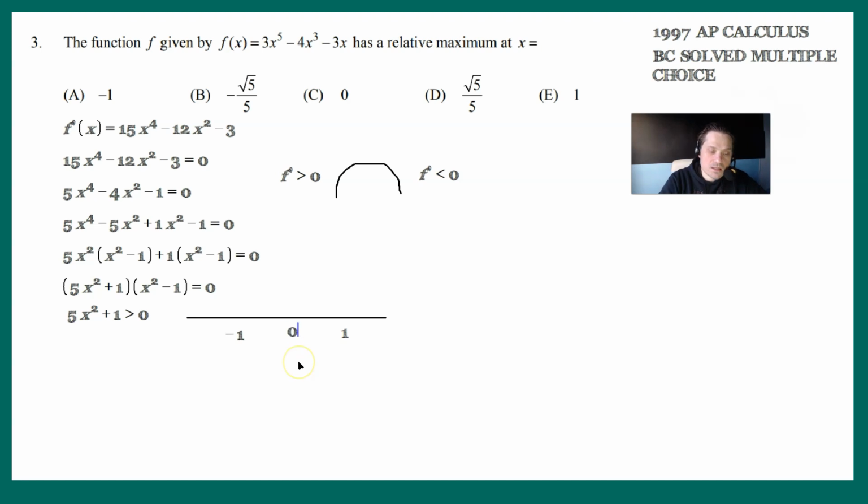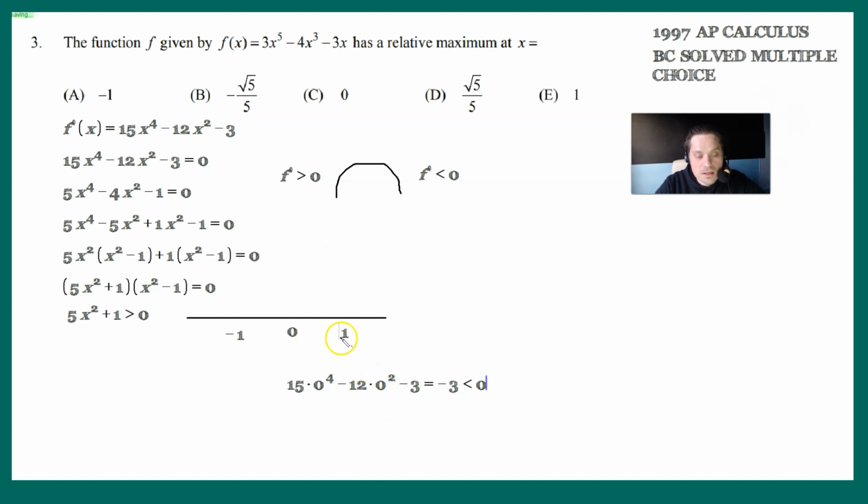Let's check using 0 as the value. So when I do that in the f prime, I would have 15 times 0 raised to the fourth, minus 12 times 0 squared, and then minus 3. That's negative 3, which is less than 0. What that tells you is the following already, essentially. That it cannot be positive 1. The reason it cannot be positive 1 is that the derivative here is negative.